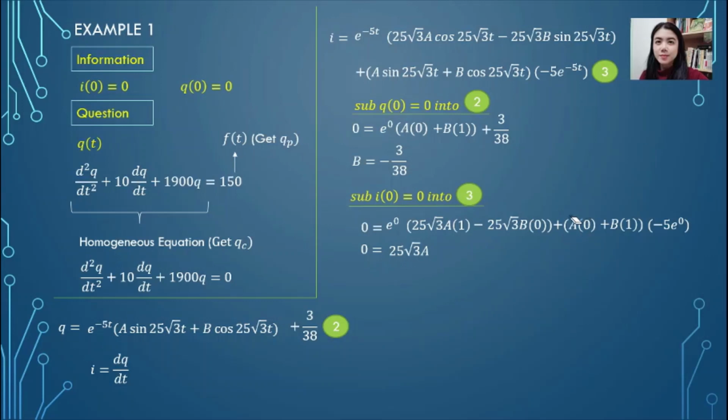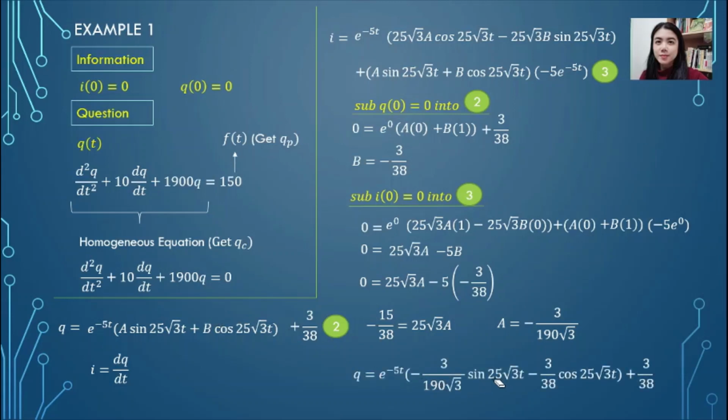For here, this is 0. This is b, and we have negative 5 here, so we have negative 5b. b is actually negative 3 over 38. Then we simplify it and we get your value of a. Substitute your value of a into here, and substitute your value of b into here. Then you obtain the particular solution. So this is the particular solution for this RLC circuit.